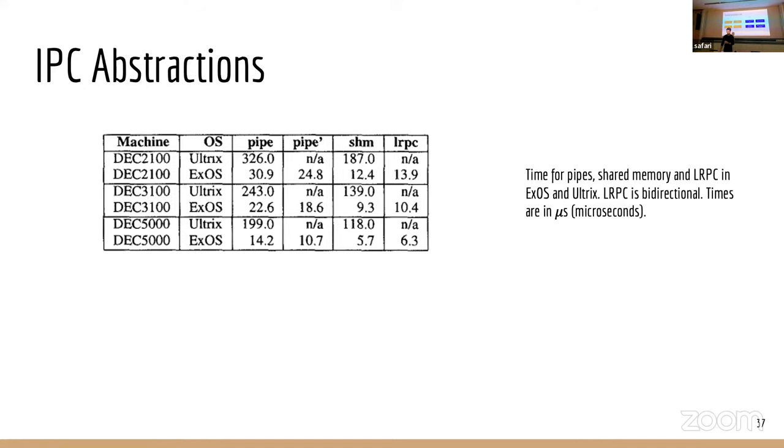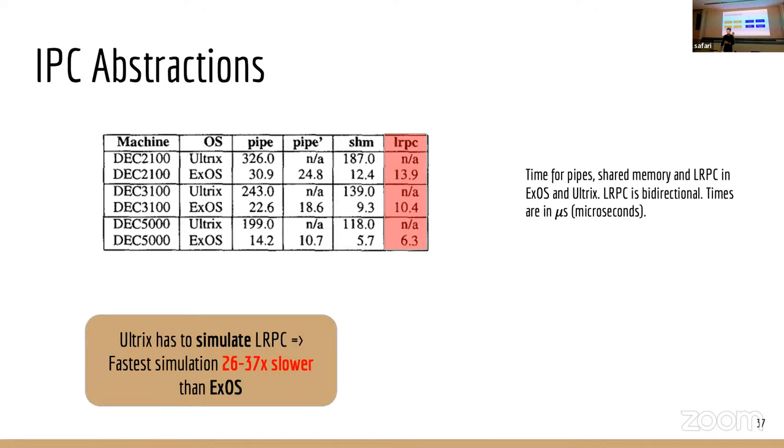So if we see here, these are the times taken for some common IPC abstractions such as pipe and the lightweight remote procedure call. And we can see that there is an NA for Alteryx due to the fact that it does not provide this operation natively. And Alteryx had to simulate the lightweight remote procedure call.